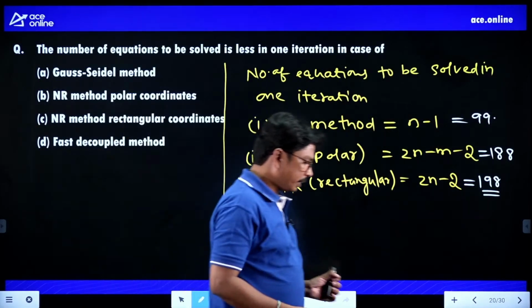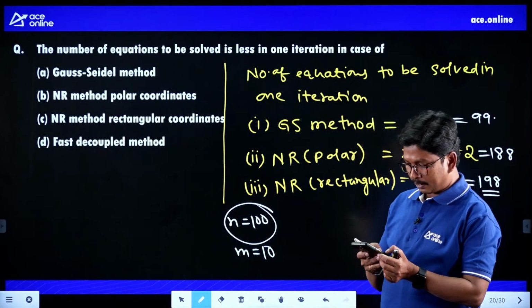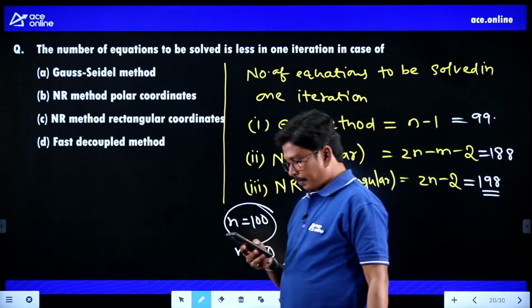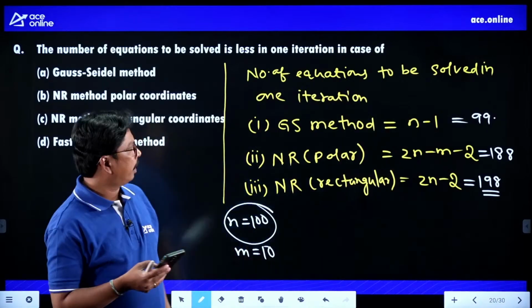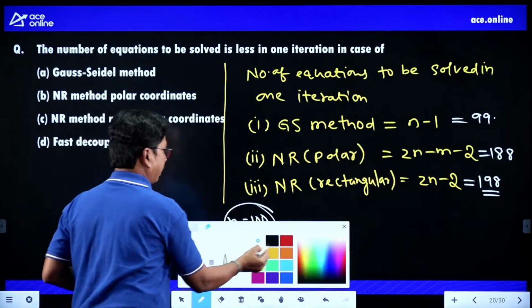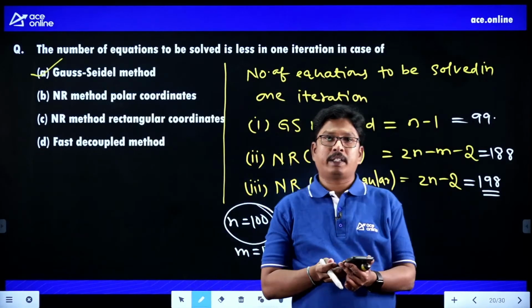Clear everybody? So the correct answer is option A. Yes. So Upender, very good. And Damani and Haima. Yes. It will be option A. The Gauss-Seidel load flow method is the perfect answer.